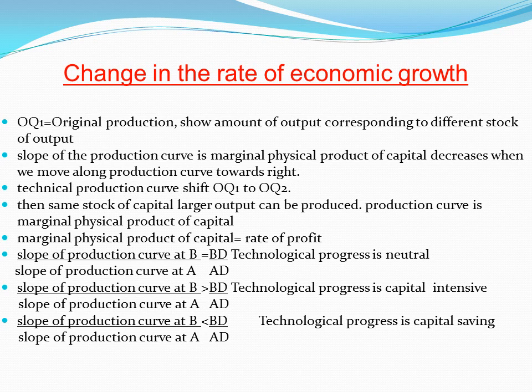Marginal physical product of capital equals the rate of profit. If the slope of the production curve at B divided by the slope at A is equal to BD divided by AD, this means technological progress is neutral. Next, if it is greater than BD divided by AD, technological progress is capital intensive. Next, if it is less than BD divided by AD, this means technological progress is capital saving.